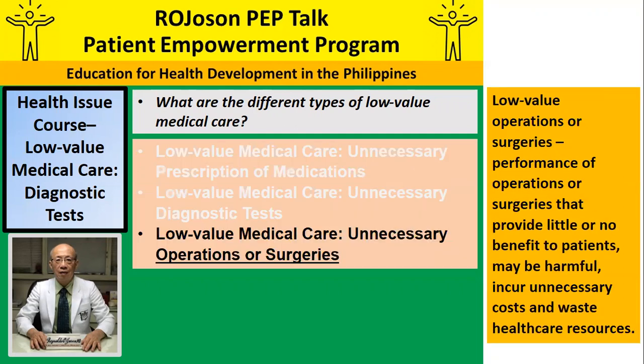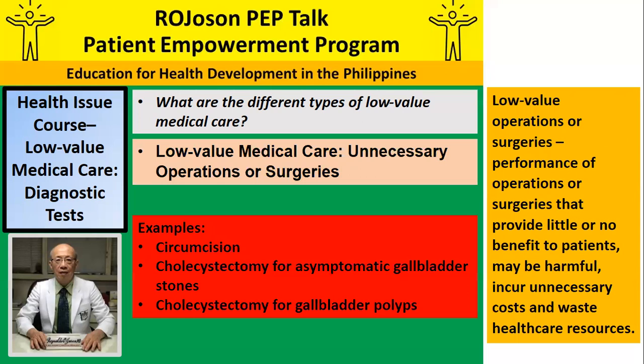The other type of low-value medical care is unnecessary operations. This is performance of the operations which provide little or no benefit, harmful, incur unnecessary costs, and waste healthcare resources. We will tackle this next week. So examples of unnecessary operations or surgery: circumcision, cholecystectomy for asymptomatic gallbladder stones, cholecystectomy for gallbladder polyps.